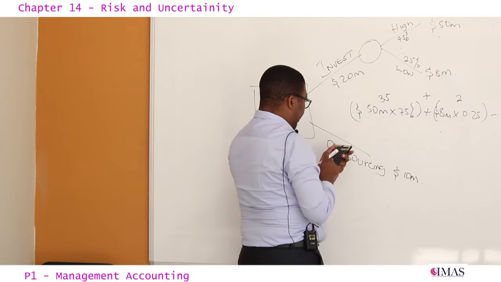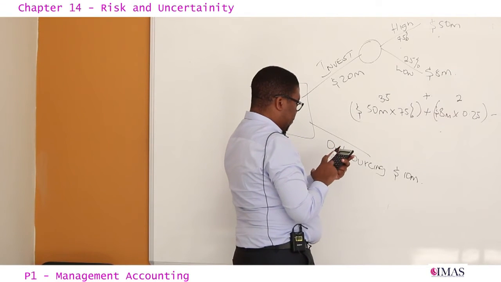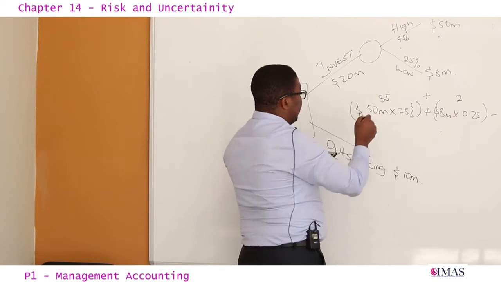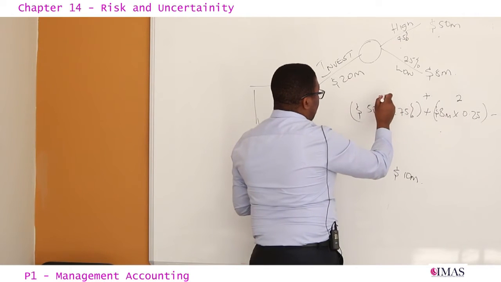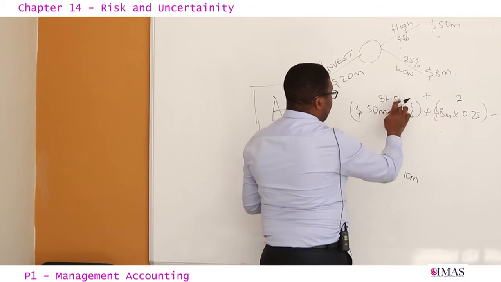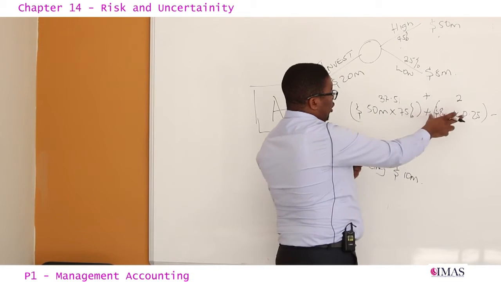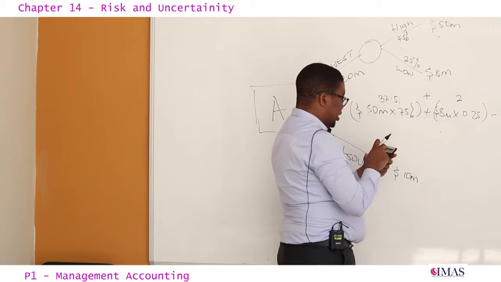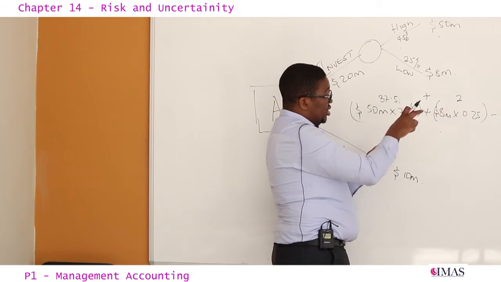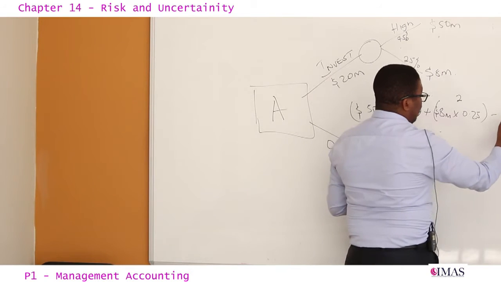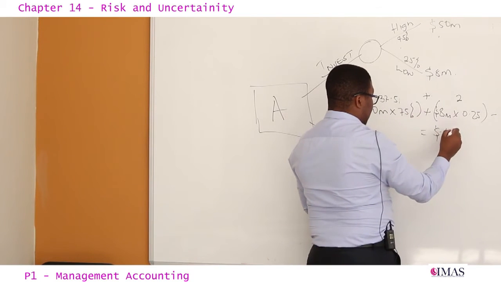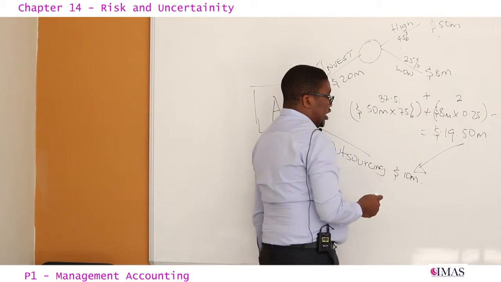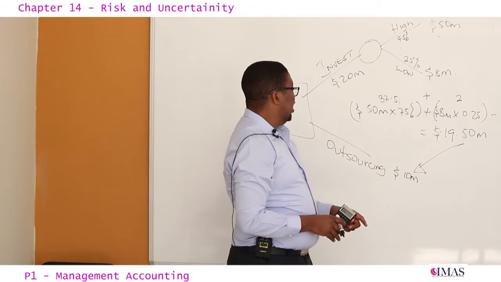We said 50 million multiplied by 75. Let's just recalculate that. That is 37.5, okay? Plus 25% of 8 million, that's 2. Plus 2, 37.5 plus 2, that is 39.50, minus the 20. Therefore, we are likely to make here, how much? 19.50 million. Is it better than the 10 million? Yes, it is better than the 10 million.